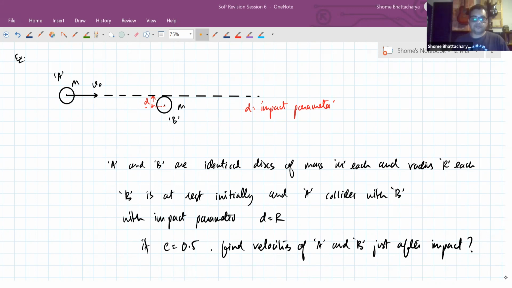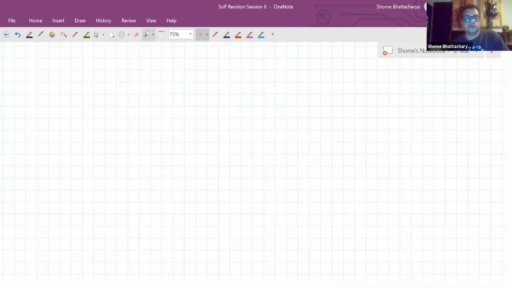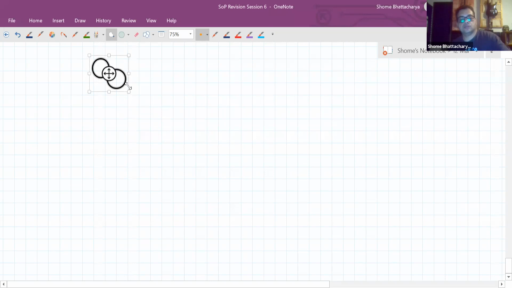Okay, so let's understand this question. If we compare the situation of the system of the two disks just before the impact happens, we compare the situation just before impact with the collision impulse during impact, and finally we'll compare that with the situation just after impact.